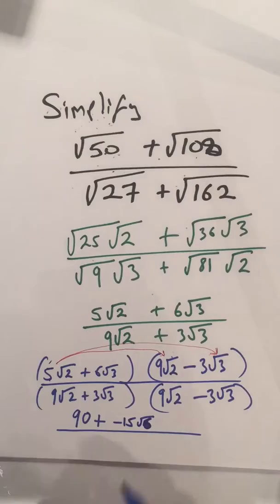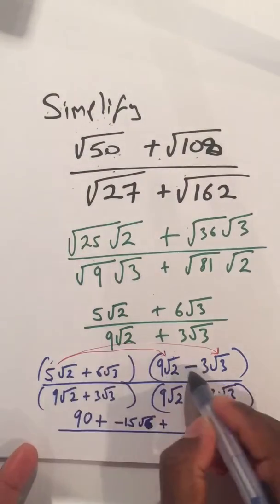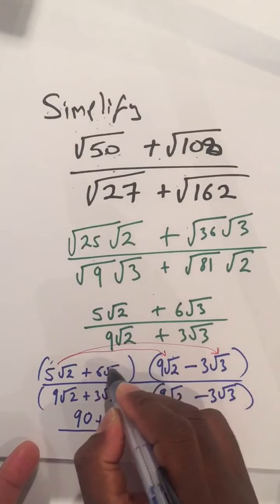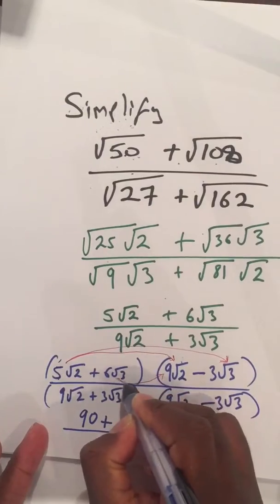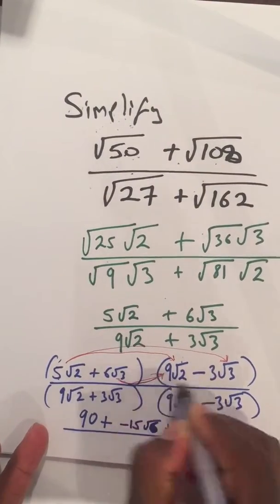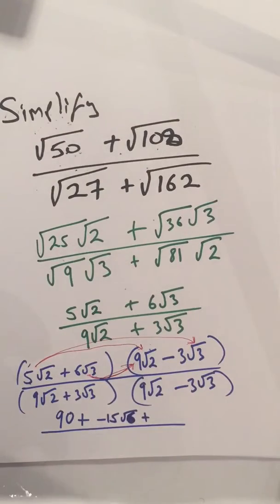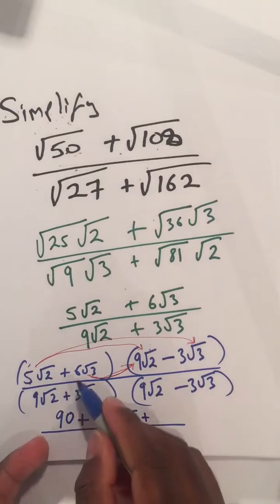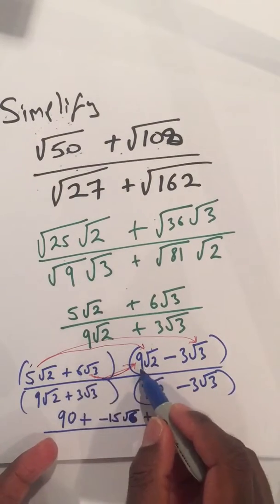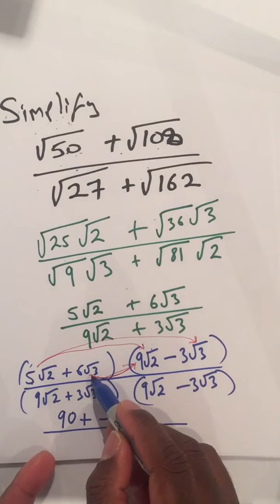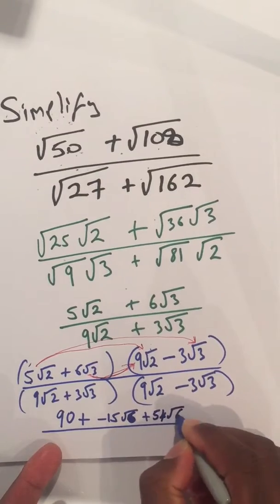Okay? Now, plus inner. So we've done first, we've done outer. Now inner, so this to this. We multiply them. Inner. So 6 root 3 times 9 root 2. Both positive numbers, so we expect a positive. 6 times 9 times root 3 times root 2. 6 times 9 is 54. Root 3 times root 2 again is root 6. So that's 54 root 6.